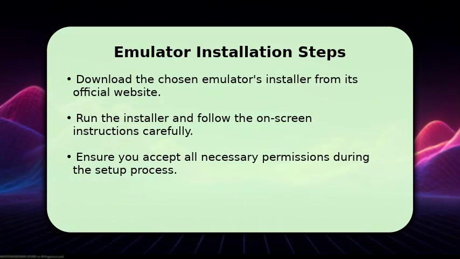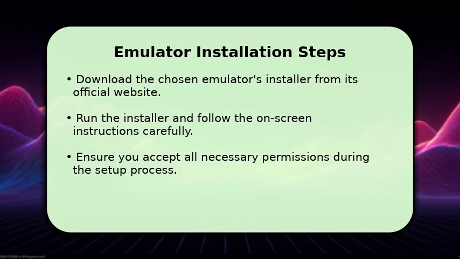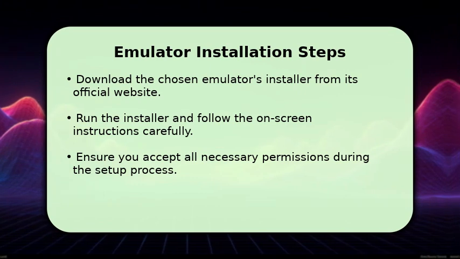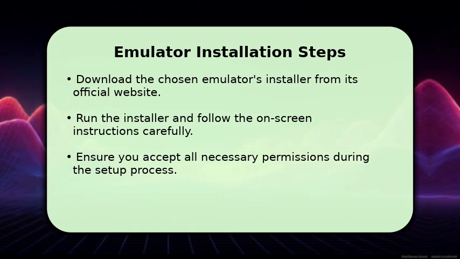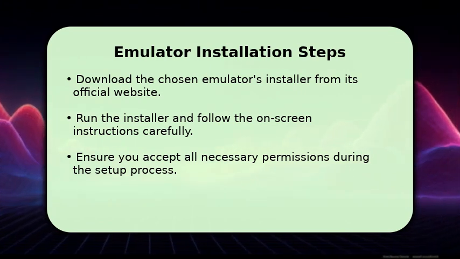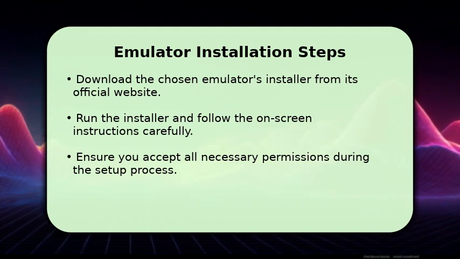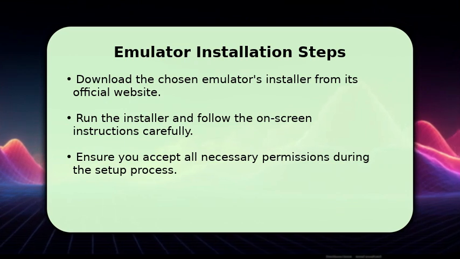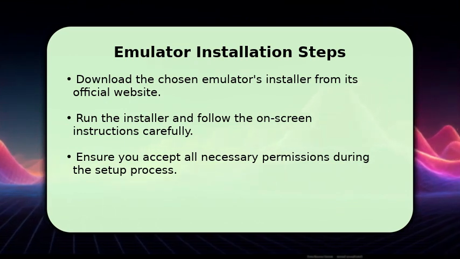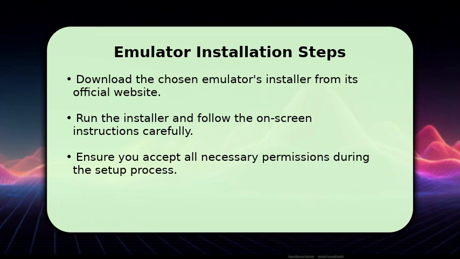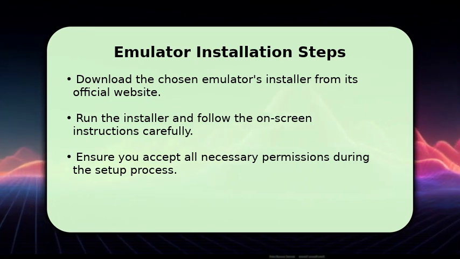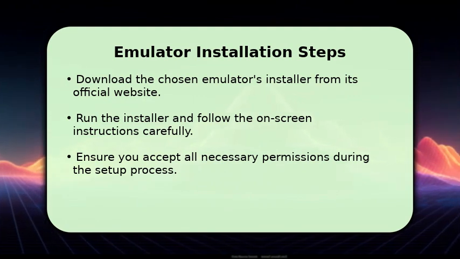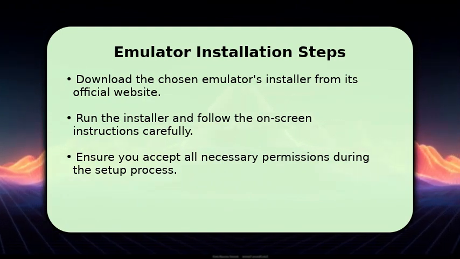Once you have selected your emulator, the installation process is straightforward. Visit the official website of your chosen emulator, such as LD Player or Nox Player, and download the installer file. Run the executable file and follow the simple on-screen prompts. It is important to grant any requested permissions to ensure the emulator functions correctly. After the installation is complete, you might be asked to restart your computer. Doing so will finalize the setup and prepare your system for running Android applications.